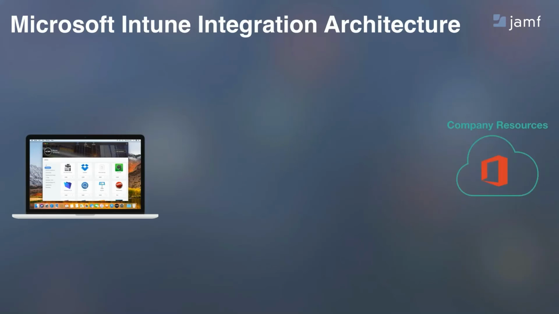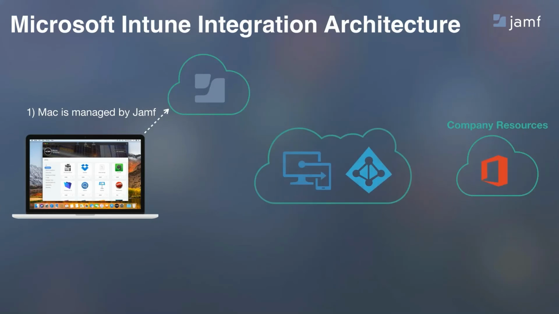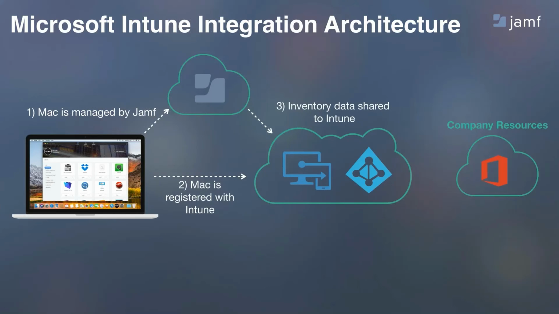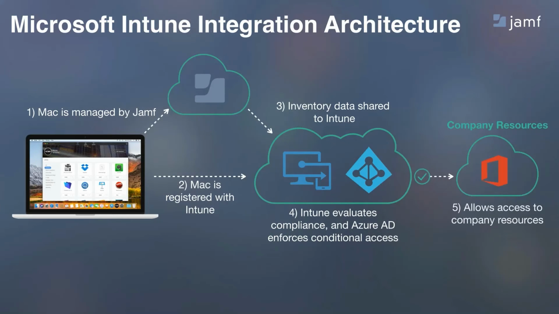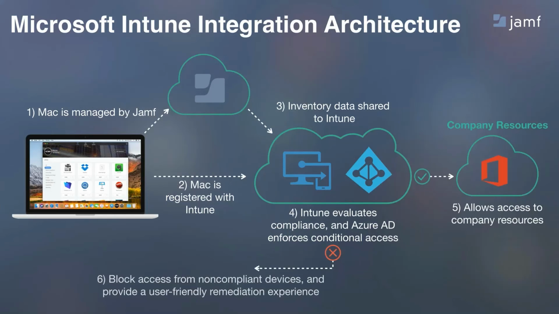Here's how it works. A Mac is managed by JAMF and is also registered with Intune. JAMF Pro shares inventory back to Intune, and Intune then takes a look at the compliance of that Mac. If it meets the specific criteria, access to protected company resources is granted. If Intune finds the Mac out of compliance, it will block access to those resources and provide a user-friendly remediation experience to get into compliance.